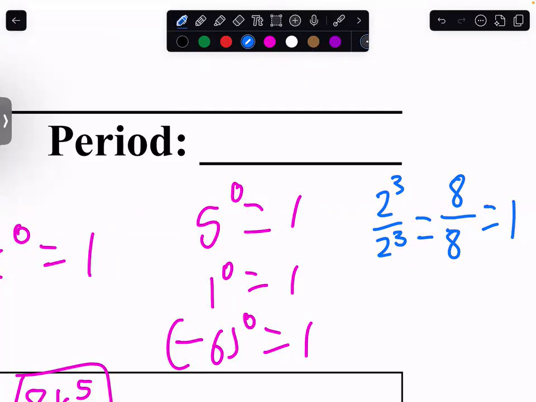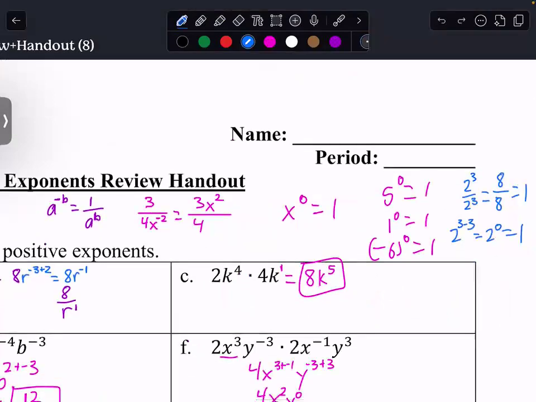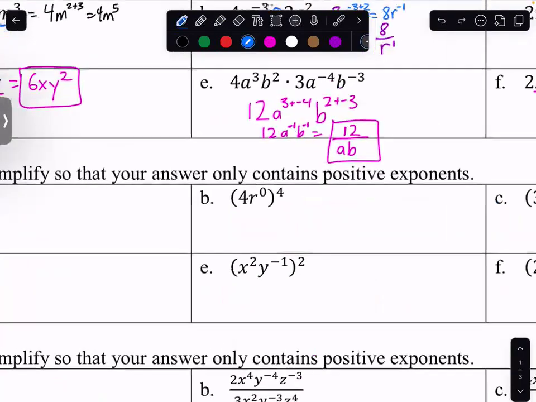The pattern we're going to see a little bit later is when you divide two terms, you subtract their exponents. So that same problem turns into 2 to the power 0. So 2 to the power of 0 must equal 1 then. Let's move on to part 2.